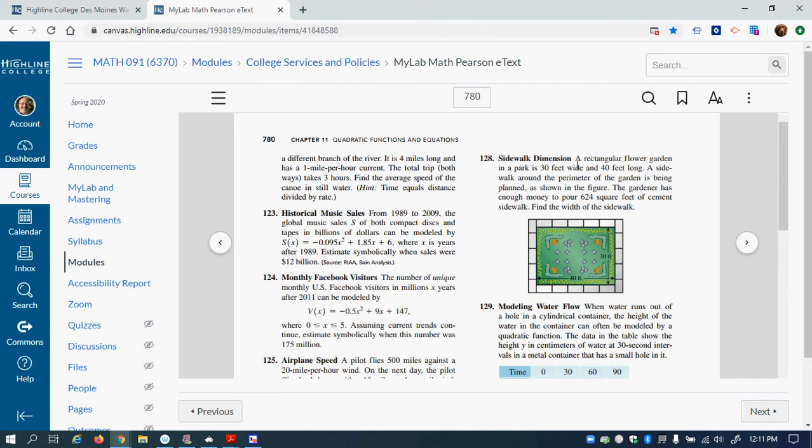It says the sidewalk dimension: there's a rectangular flower garden in a park that's 30 feet wide and 40 feet long, and they want to put a sidewalk around the perimeter of the garden. Which is what you see here, all the way around. So the gardener has just enough money to pour 624 square feet of cement sidewalk. So what would actually be the width that we would want to have, so that when we put our framing in, we don't run short or we don't use up all of our concrete?